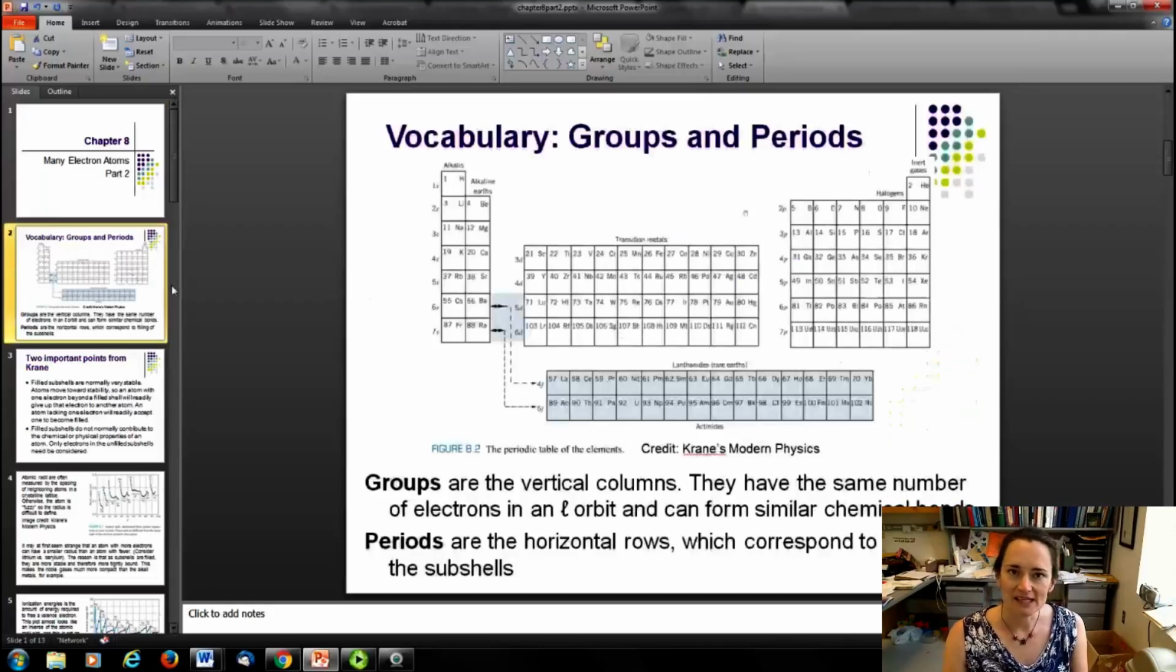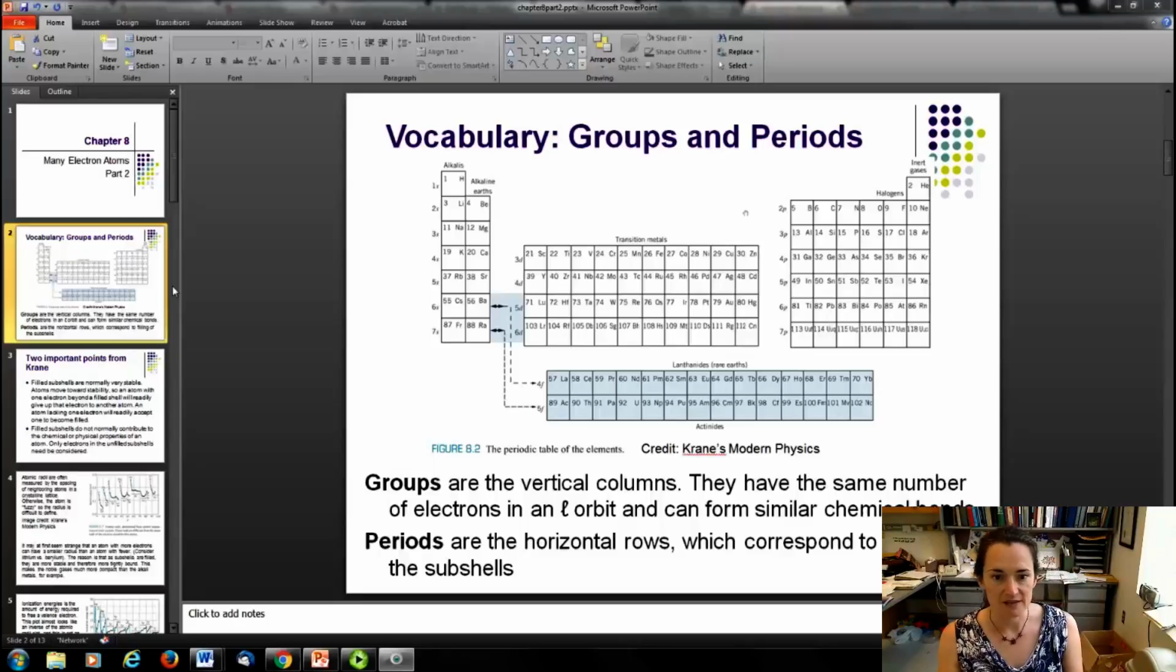Okay, but I'd like to go into a little bit more depth about the periodic table and what it all means and some of the patterns that Mendeleev noticed. So first of all, a little bit of vocabulary. If you didn't already know, the groups in the periodic table are how they refer to the vertical columns. These groups have the same number of electrons in the outer orbital, and therefore they form similar chemical bonds.